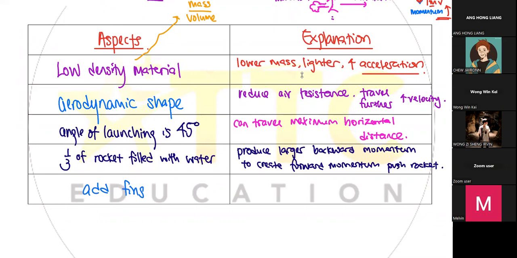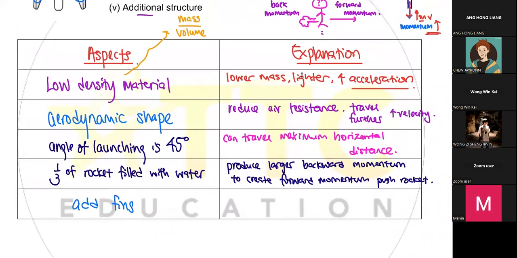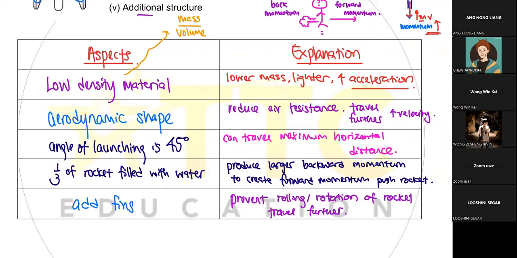So when I add fins, I can prevent rolling, or rotation, of the rocket. Therefore, it can travel further, or you can say there is less resistance. Okay, not bad. Now, when you say it gives more stability, you need to explain how it gives more stability, whether it is a wider base, a lower center of gravity, this kind of stuff. You have to say it like this.